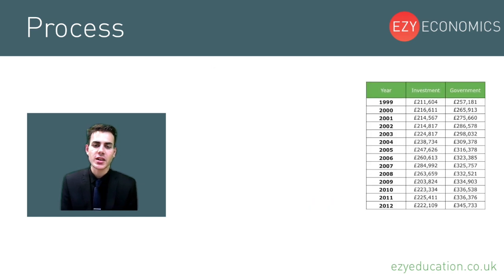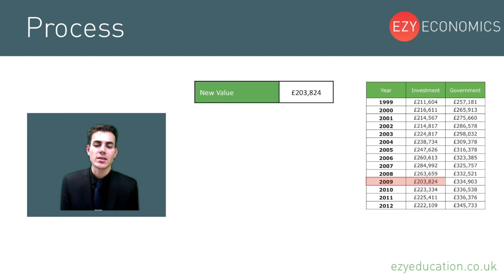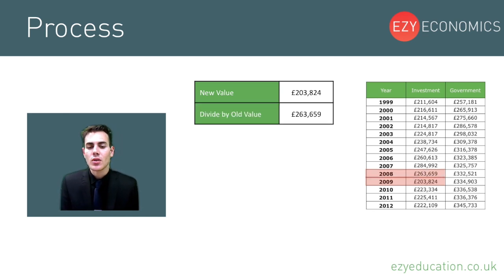So in this particular question, we first of all want to identify the new and the old values. Now the new value is 2009, and because we're looking at investment, we only want to consider the investment column. So the new value in 2009 for investment is £203,824. Then we want the old value, which is 2008, and the old value for investment is £263,659.